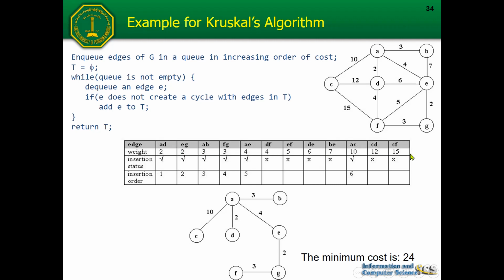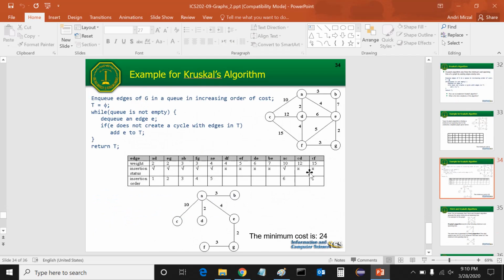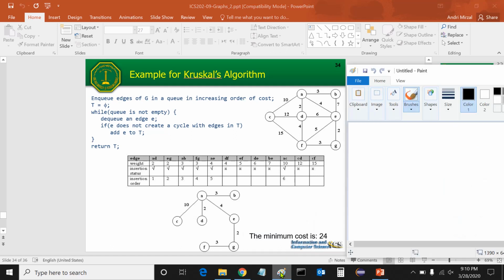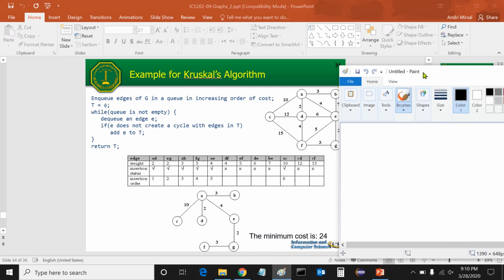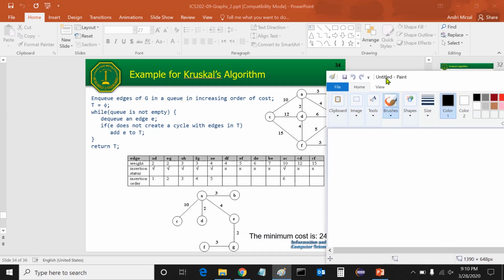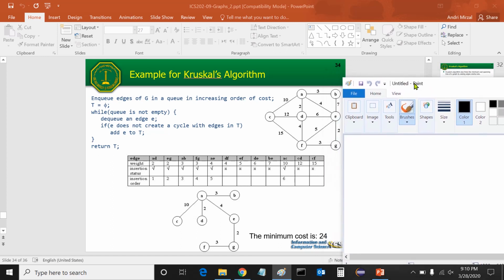Okay, then after that, by using this Q, we can draw the corresponding minimum cost spanning tree. I will show you how to make that minimum cost spanning tree by using this result. Okay, now look at this. As the first step, we need to draw the vertices of this graph.